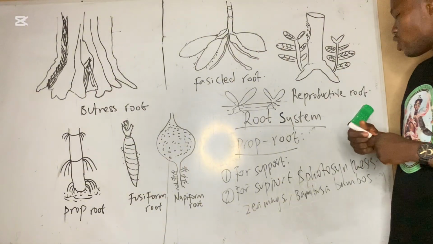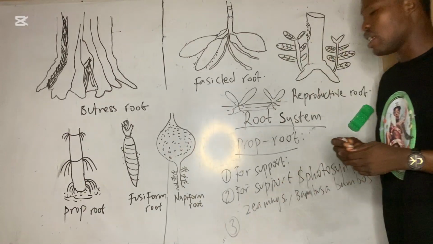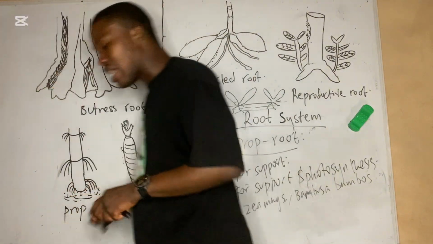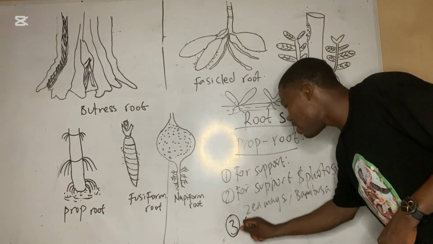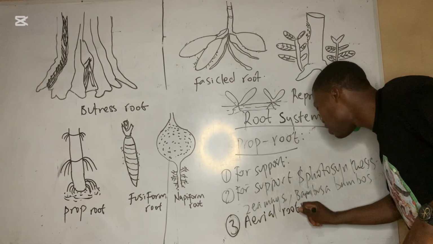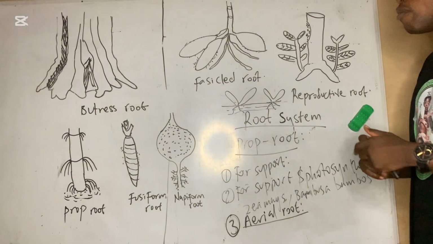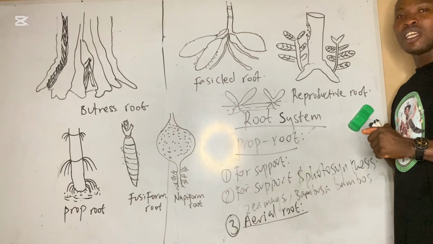Now also, this prop root acts as aerial root also. Prop root can act as aerial root. What's an aerial root? An aerial root is a root that grows above the ground. The aerial roots, as they are above the ground, can collect minerals for the plants above the ground.